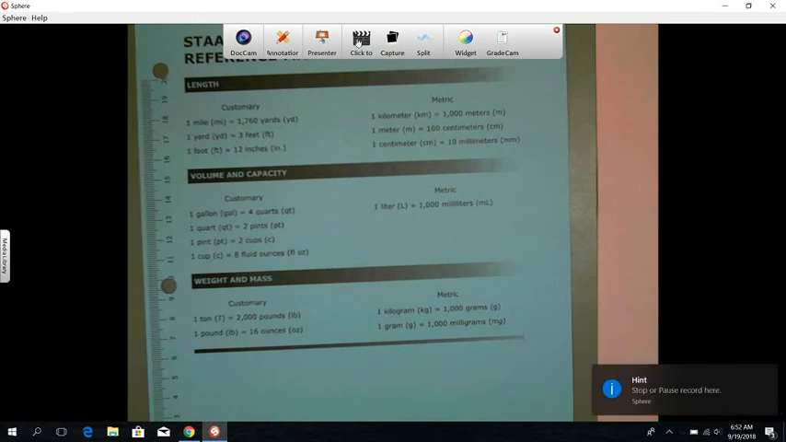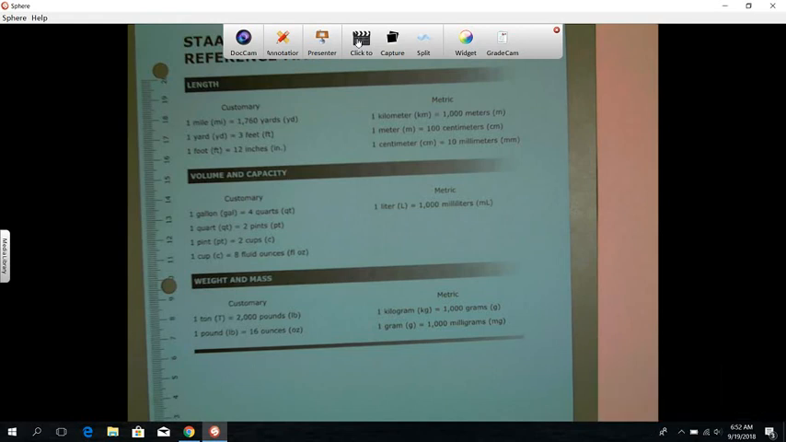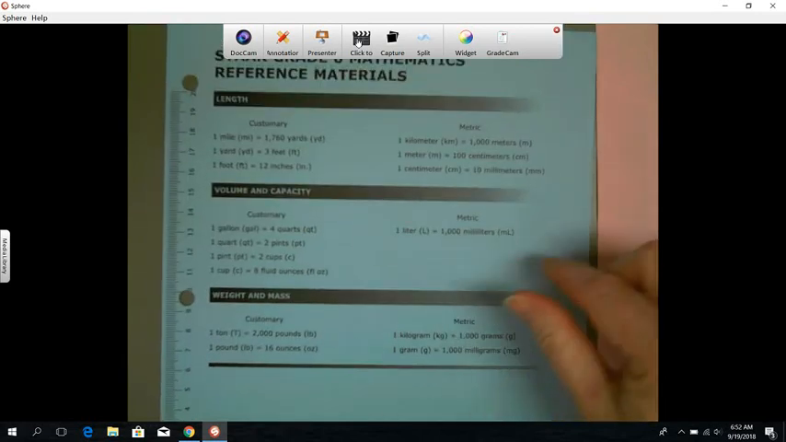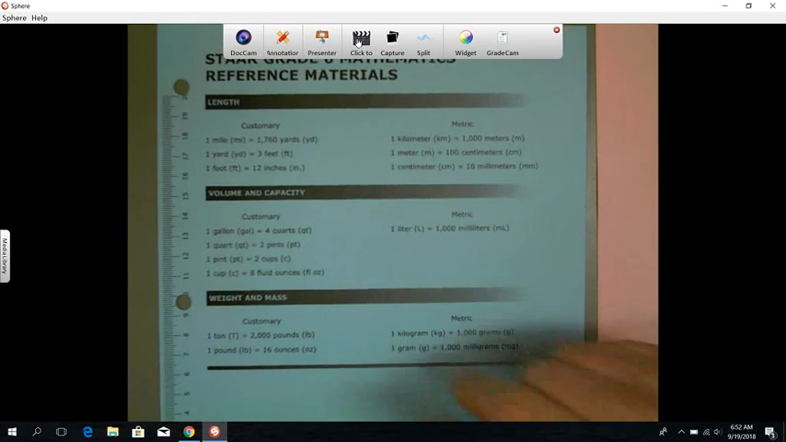Hi, today we are going to be talking about customary or standard units of measure. Those are things that involve our inches, feet, yards, miles. It could also be things like for volume and weight, such as gallons, quarts, pints, cups, or tons, pounds, and ounces. A lot of that information is found on your STAAR chart.